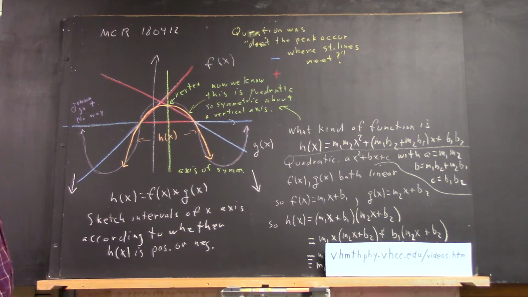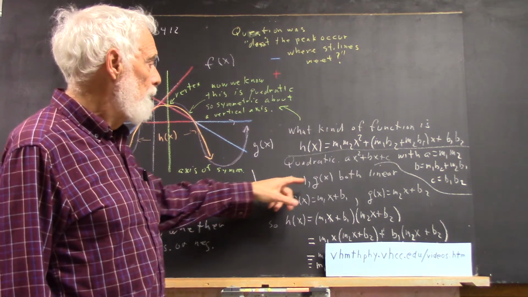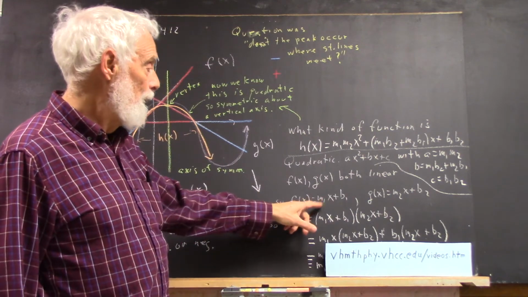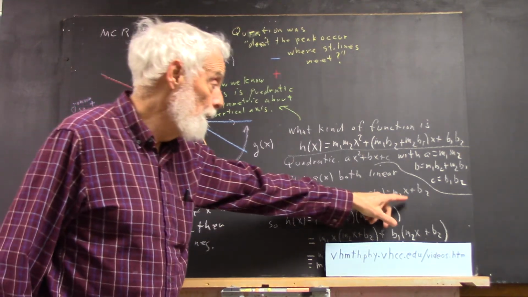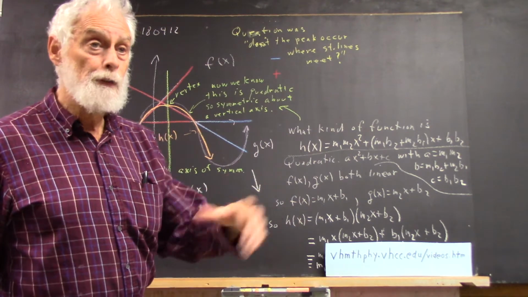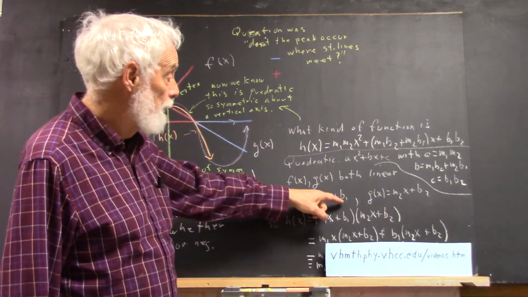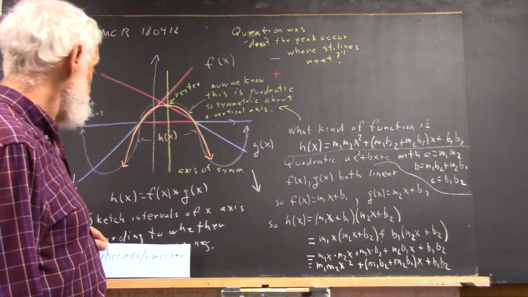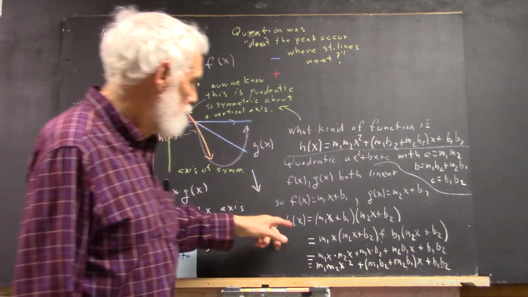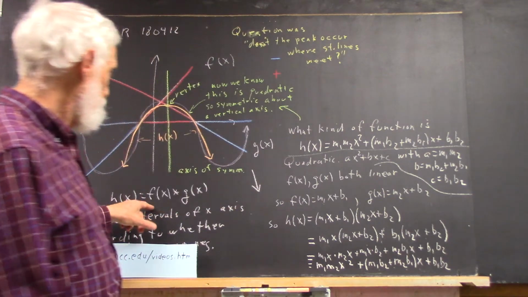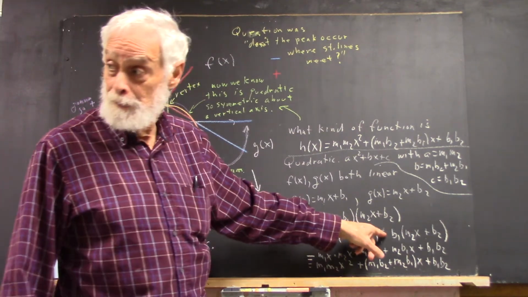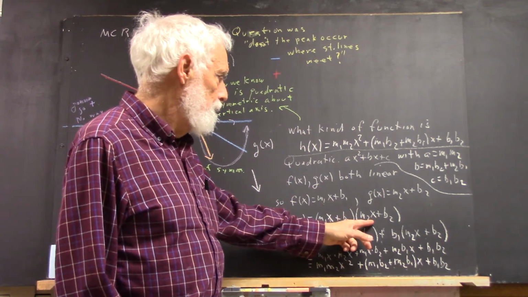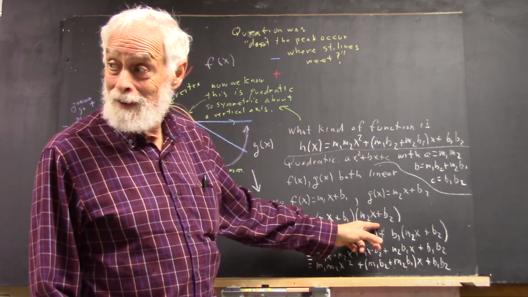Now we proved that because if f of x and g of x are both linear, then f of x is in the form mx plus b and g of x is in the form mx plus b. But you have different m's and different b's, so I say m1x plus b1, m2x plus b2. So h of x would be the product, well, it's f of x times g of x, so here it is. Well, how do we multiply these? We use the distributive law.